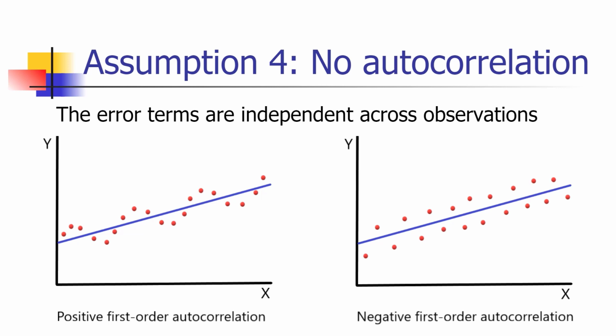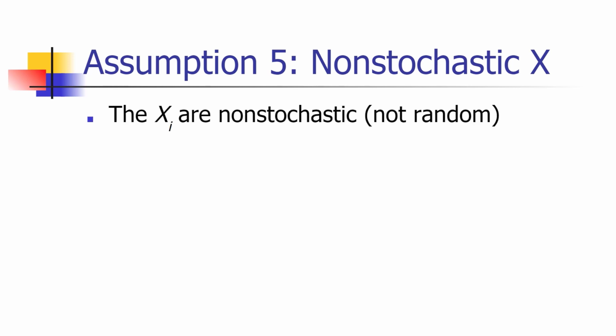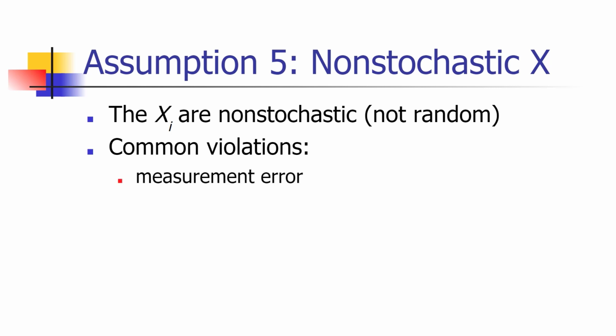The next assumption we're going to make is that the x's are non-stochastic, that they're not random. There's two common violations that we have to be concerned with. The first is measurement error, and if we measure the variables themselves with error, that introduces an error term into them and makes them a random variable.